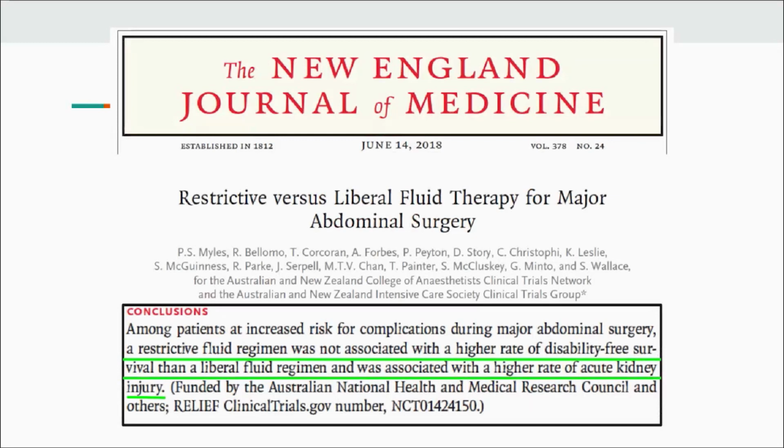I've included a few papers here, this one from the New England Journal of Medicine, and you can see underlined in green that a restricted fluid regimen was not associated with a higher rate of disability-free survival than a liberal fluid regimen, and was associated with a higher rate of acute kidney injury. So here it's basically saying that we should be a little bit more liberal with our fluids.